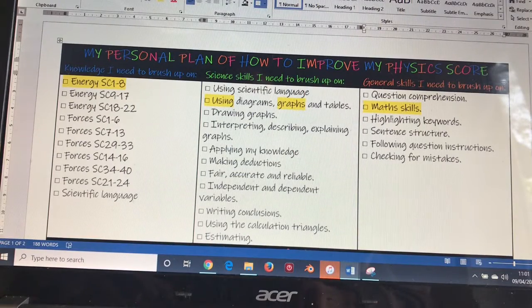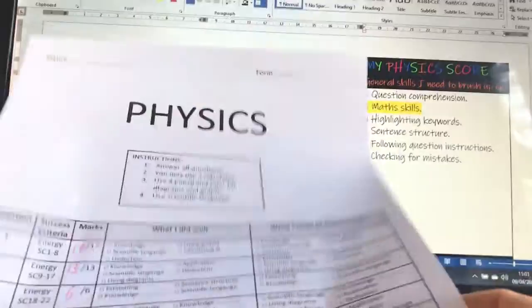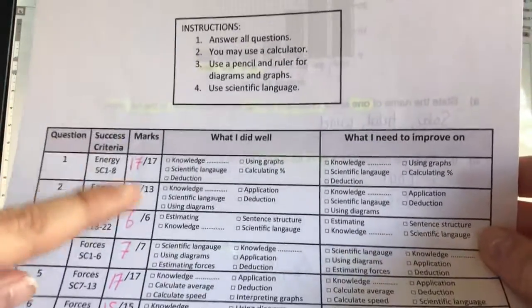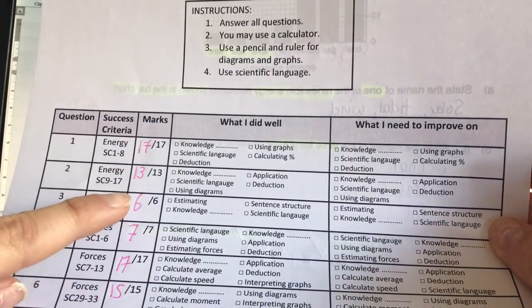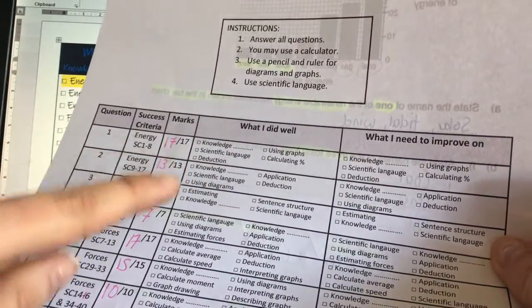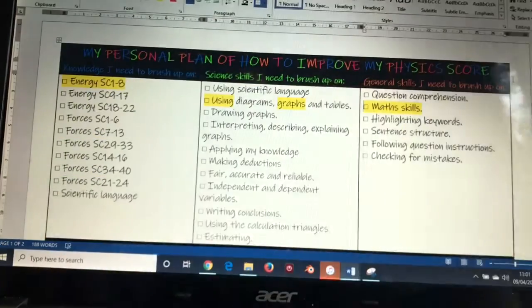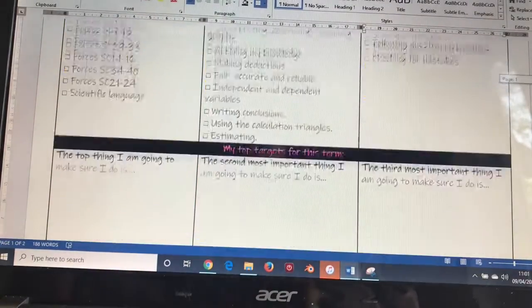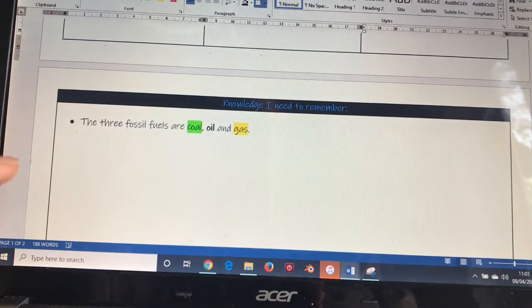Okay, and that would be you done with question 1. So you'd then be able to move on to question 2 and do exactly the same thing. So start with the knowledge column and check whether your knowledge was fine. If your knowledge wasn't fine, go to the second page and write a bullet point of the things that you need to remember.